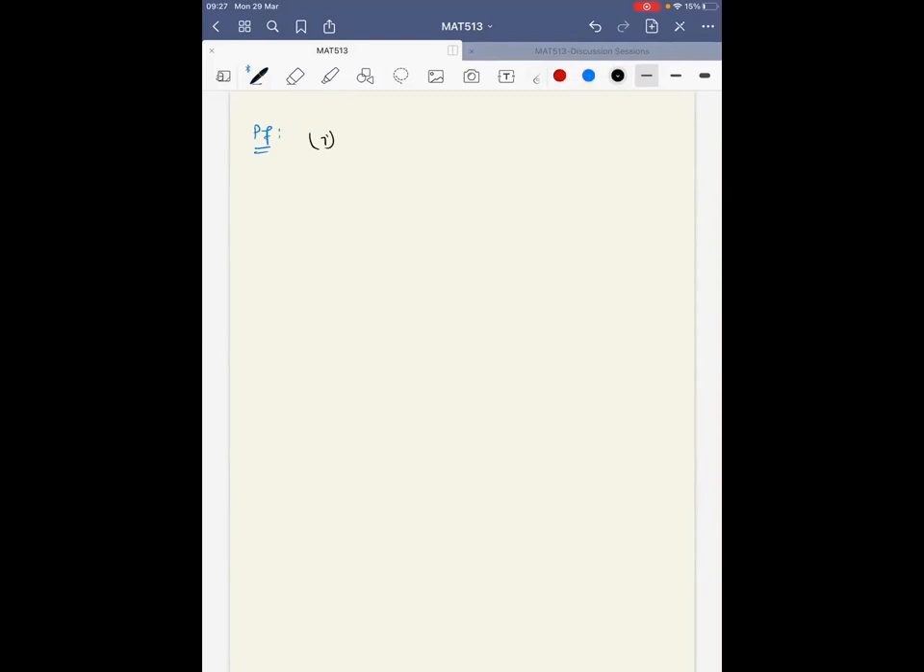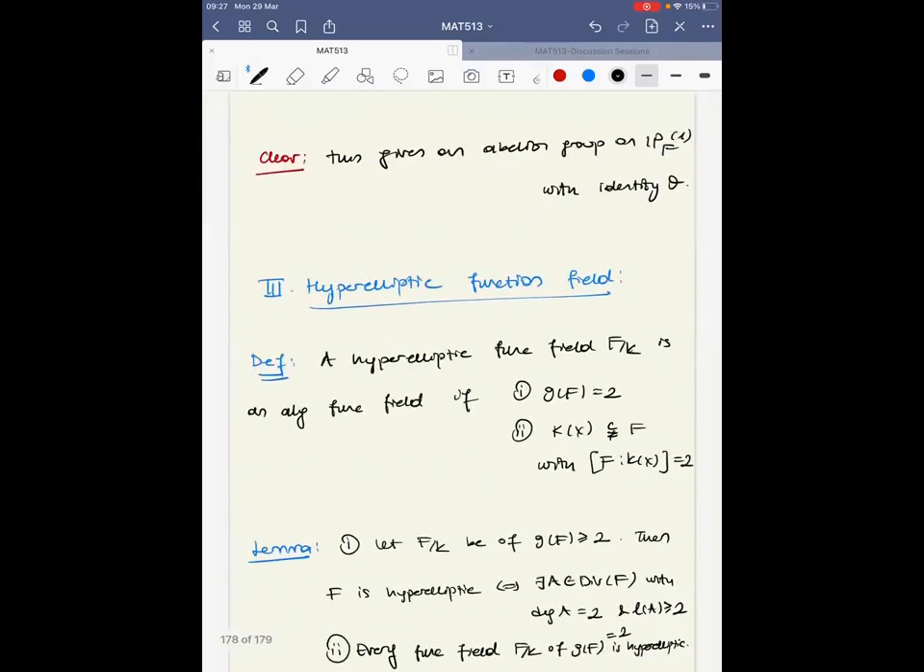In order to prove the first statement, let me suppose that F is hyperelliptic first, and by the assumption we know that the genus is at least 2. Then by the definition of the hyperelliptic function field, we can choose a function x which allows us to view the hyperelliptic function field as a quadratic extension.